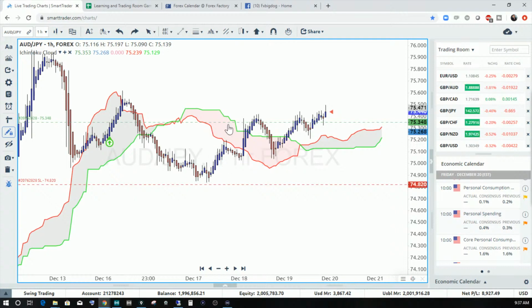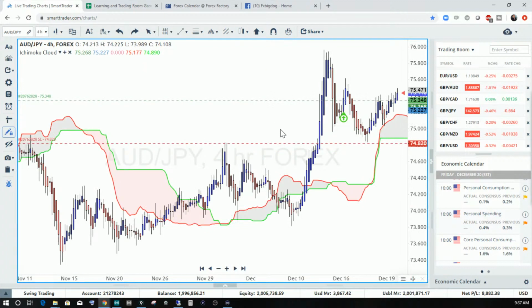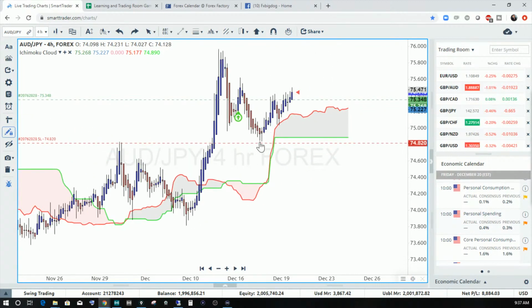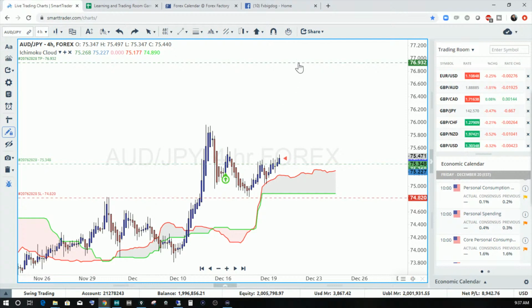We used two different types of strategies. One is, of course, using a larger time frame like a 4 hour and placing stop losses below the 4 hour. If I go to the 4 hour, you can see that price entered here on this rally. Stop losses below here, and now we look for price to continue to move up to its target, which is a 3-to-1 risk-reward ratio at 76.93.